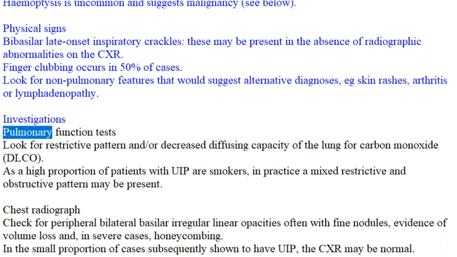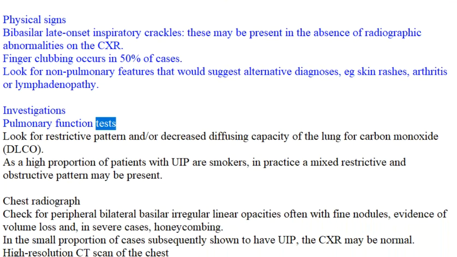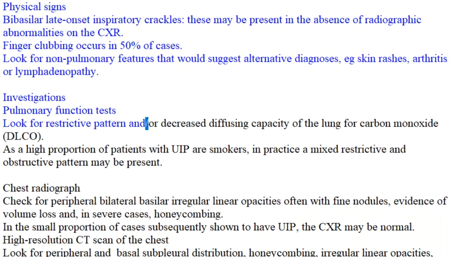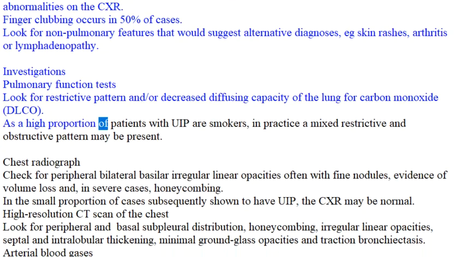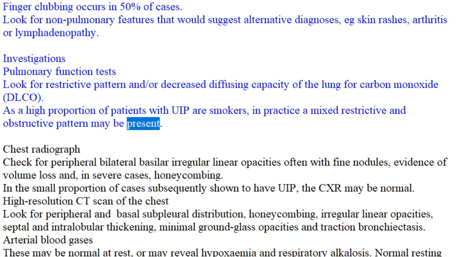Investigations. Pulmonary function tests: look for a restrictive pattern and/or decreased diffusing capacity of the lung for carbon monoxide, DLCO. As a high proportion of patients with UIP are smokers, in practice a mixed restrictive and obstructive pattern may be present.